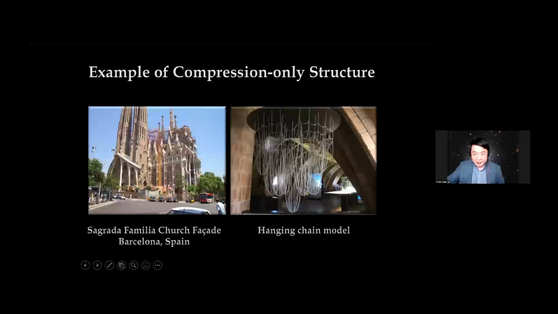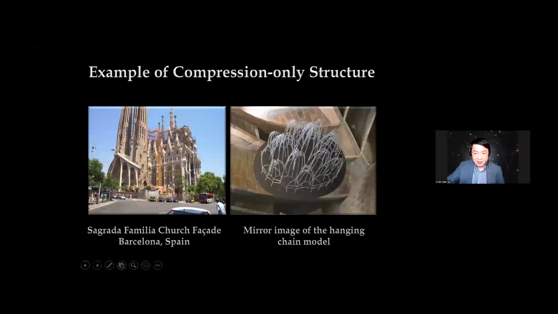In this model, every point in the chain will be in tension, and there's a mirror underneath this model. And I actually took this photo myself. If we build a structure using this upside down hanging model, every point will be in compression. So if you compare this reversed hanging model with Gaudi's design, you will see a lot of similarities.